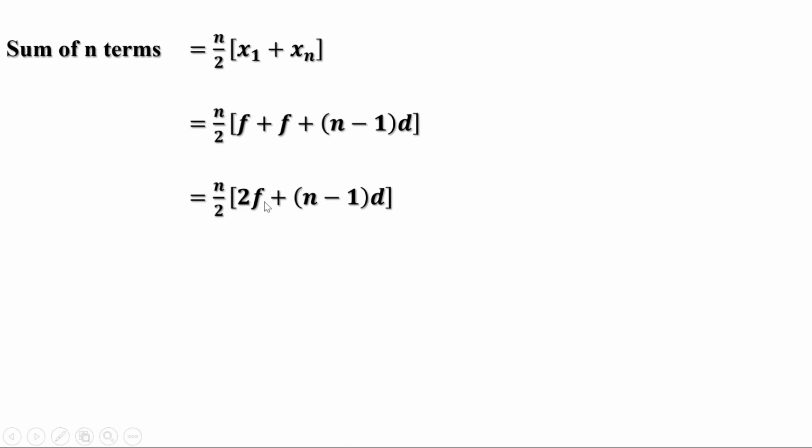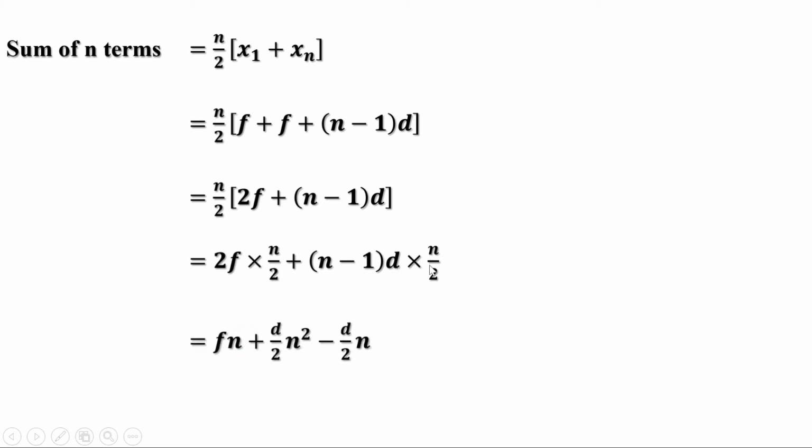Let us multiply each term by n by 2. So we can write it as 2f into n by 2 plus n minus 1 into d into n by 2. 2 and 2 get cancelled and we can write nf here, and d into n by 2 into n, that is d into n square by 2, or we can write d by 2 n square, and this is minus 1 into d into n by 2. We can write minus d n by 2 or d by 2 n.